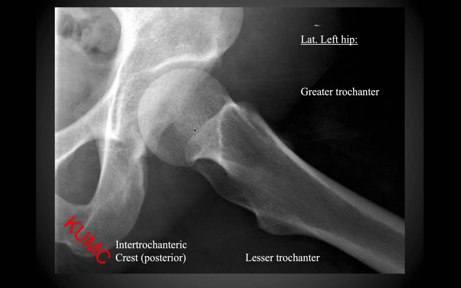Now we have a left lateral hip view of the hip. So here now we can see the intertrochanteric crest. Again, this is going to be because we're looking at the posterior aspect here of the bone. We have the lesser trochanter, the greater trochanter, and then the head of the femur.